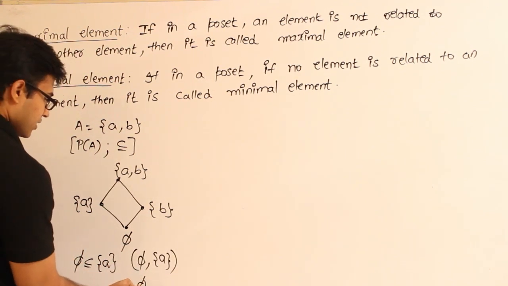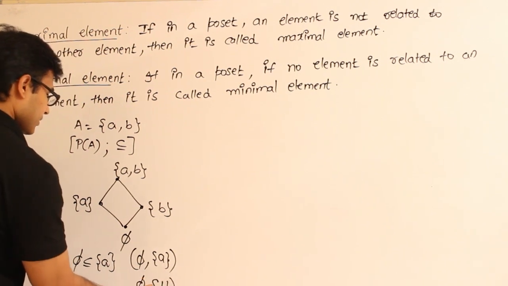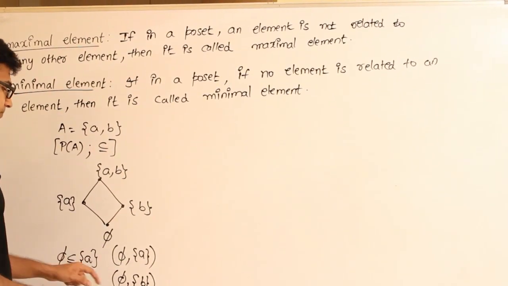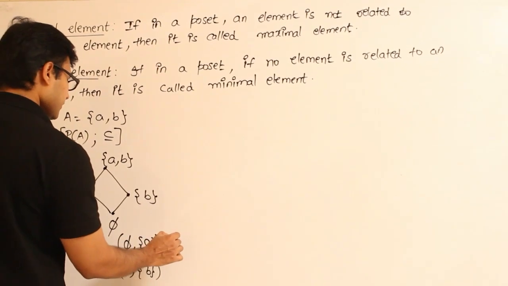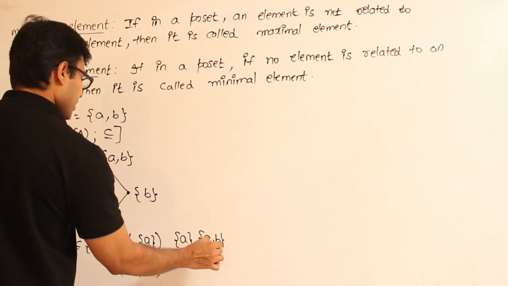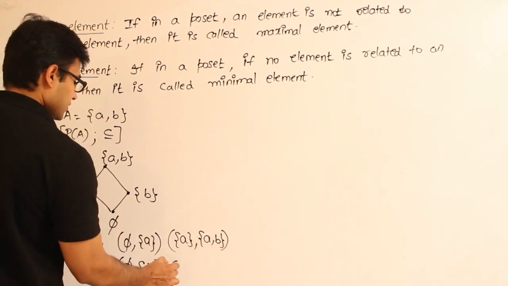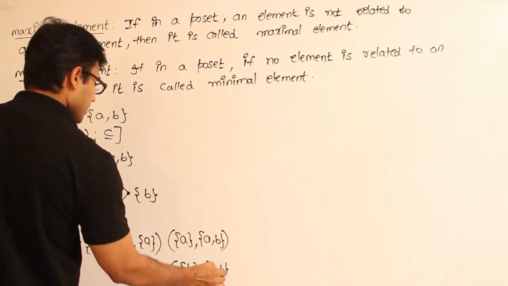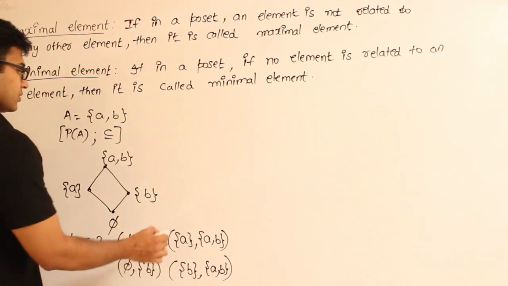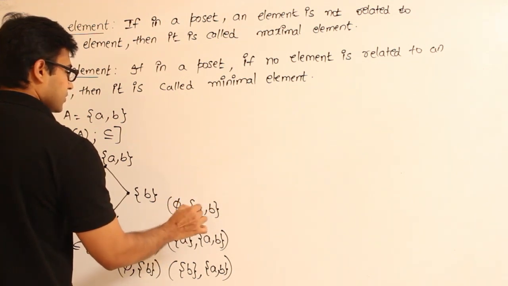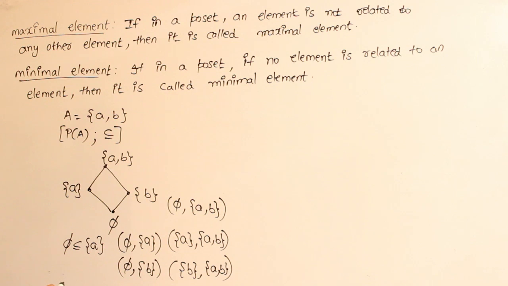Similarly, (phi, {b}) is an ordered pair which will be present in the relation. The reason is phi is a subset of {b}, and similarly {a} is a subset of {a,b}. Therefore ({a}, {a,b}) is an ordered pair present in the relation, and similarly {b} is a subset, therefore ({b}, {a,b}). Similarly you will find (phi, {a,b}) because phi is a subset of {a,b}. I think that is all, right?